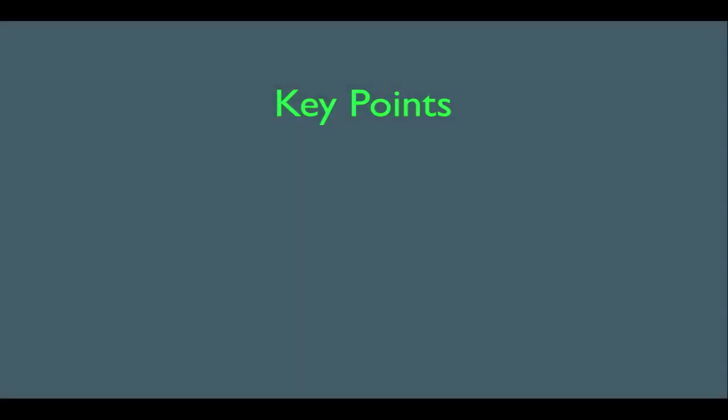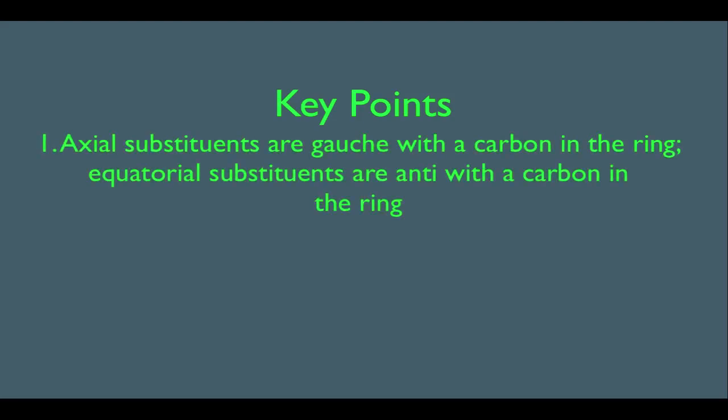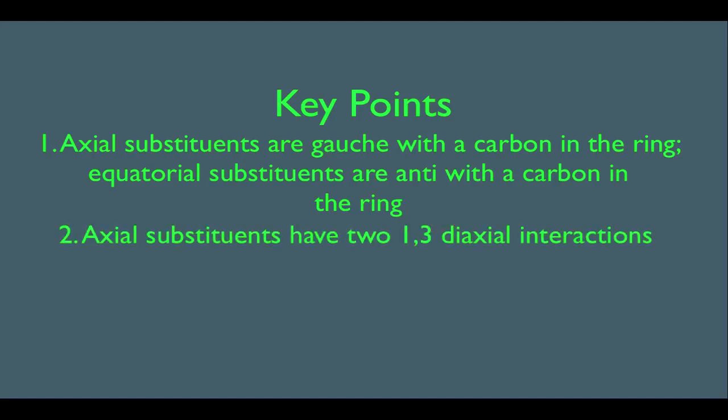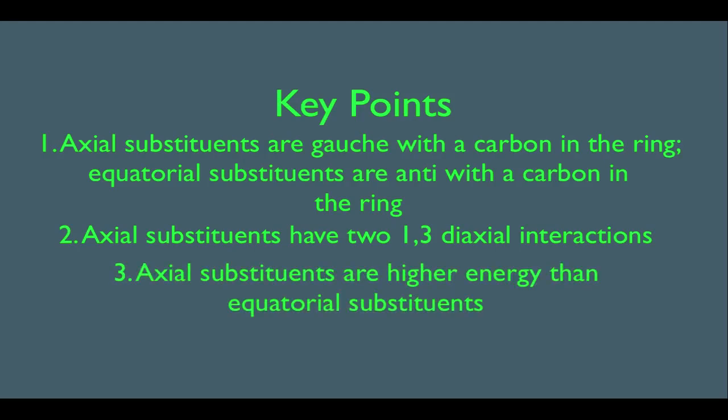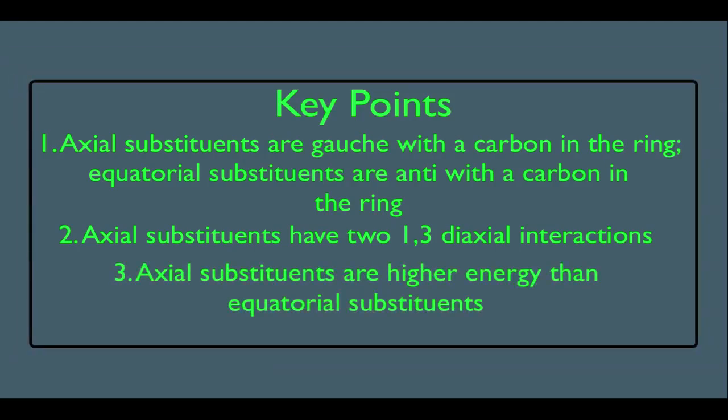In this online lecture, we're going to talk about how to do conformational analysis on cyclohexane, and I recommend that you watch the introduction lecture first. What we're going to learn in this lecture is, one, that axial substituents are gauche with a carbon in the ring, and equatorial substituents happen to be anti with a carbon in the ring. Number two, axial substituents have two what's called 1,3 diaxial interactions. And three, axial substituents are higher energy than equatorial substituents.